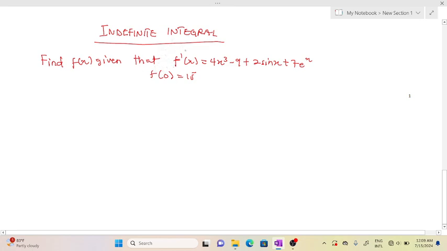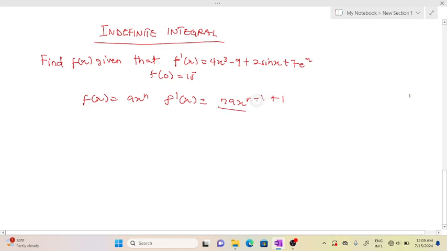Generally, integration is the reverse of differentiation, right? You know that if you have f of x is equal to ax to the power n, then f prime of x will be equal to what? n a x to the power n minus 1, right? So if I want to reverse this back, what do I have to do? I have to add 1. Then after, I'll divide with what?